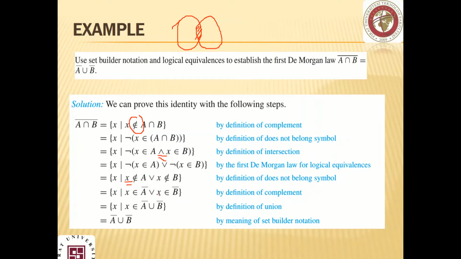Or at the same time, if the element x is not an element of B, that means it's also an element of B bar. And that is exactly the definition of the union. Either an element of A bar or an element of B bar. Now, instead of A or B, it's A bar, B bar. That's the union of these two. And that is the proof of the first De Morgan's law. Usually I don't ask these questions, but they teach you a lot.